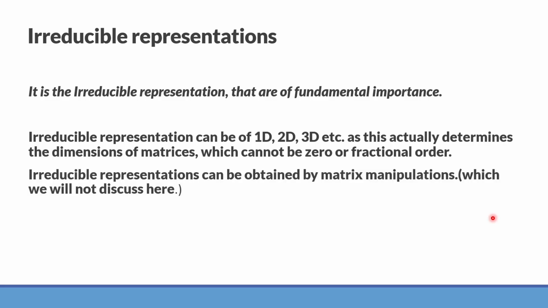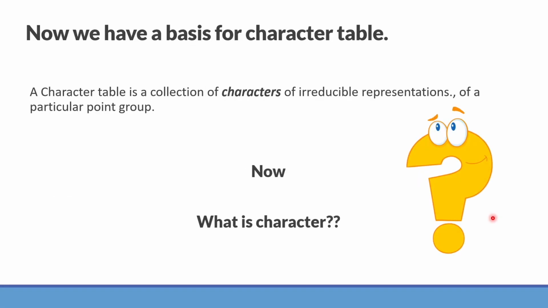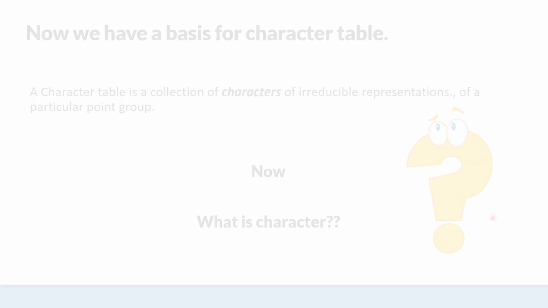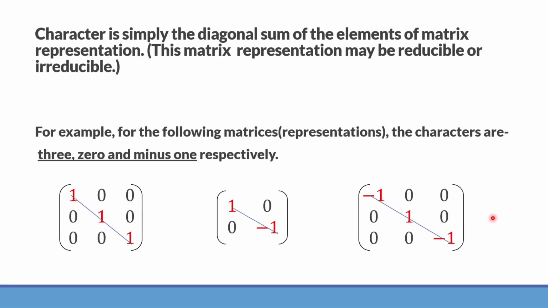and they can be obtained by matrix manipulation. Now, how do we have a basis for a character table? Because a character table is a collection of characters of irreducible representations of a particular point group. Now, the next point that needs to be understood is, what is a character? And the answer is simple. A character is simply the diagonal sum of the elements.